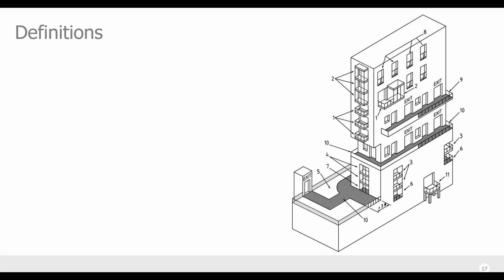So there's a slightly helpful diagram of a hideous building. This is the archetypal Frankenstein building, designed by committee.